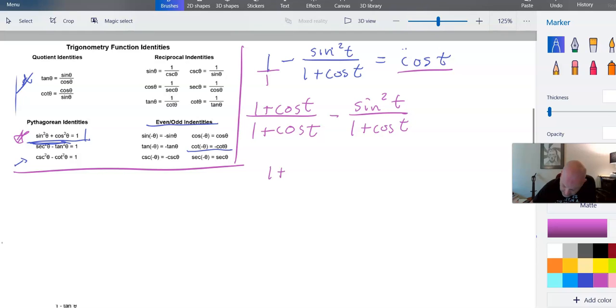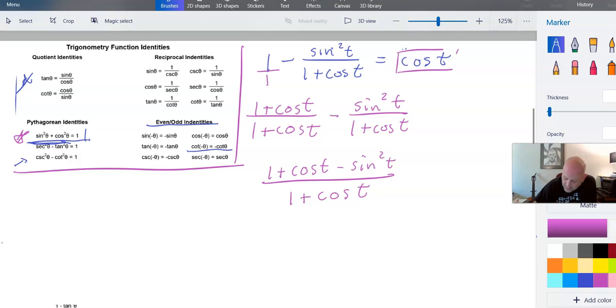1 plus cosine t minus sine squared t over 1 plus cosine t. And remember, our goal is to see if we can simplify this expression down to just cosine. Right? I want it to just look like cosine t when I'm done. Well, I have a problem. This doesn't reduce, and I have a sine squared t in here. Right? So whatever I write, if it has sine squared in it, it's not a cosine. So I need to rewrite this sine squared as a cosine.